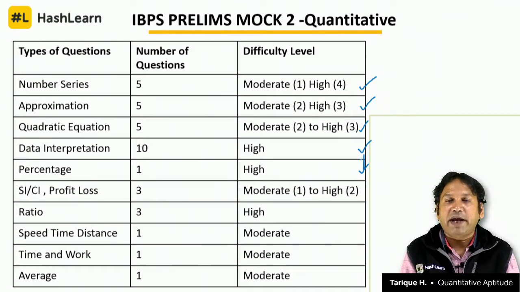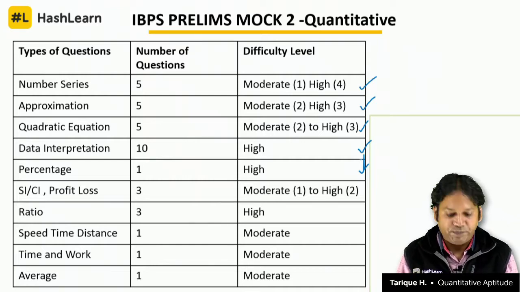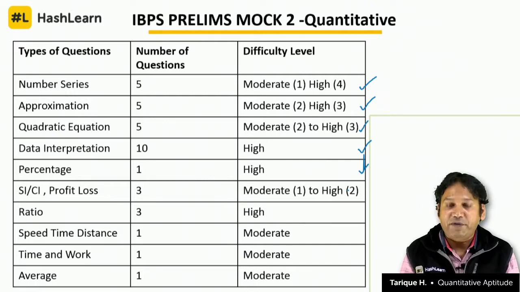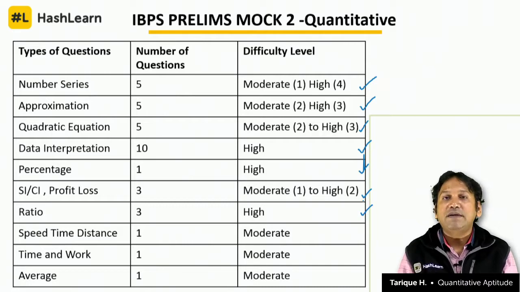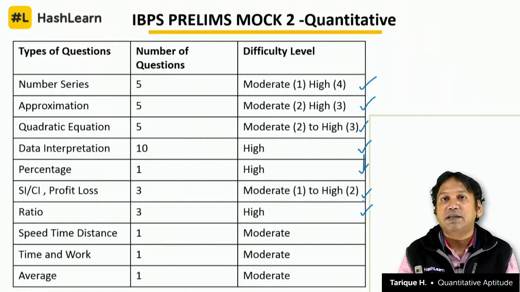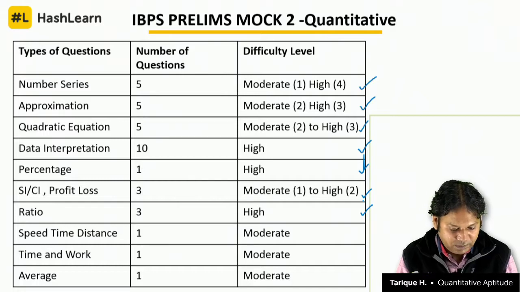Now in every paper we are trying to give different questions to you, so a different set of 10 questions, not repeating the same pattern, so that you can get used to solving all types of questions in an exam scenario. So here we have given to you 3 questions on ratios of high difficulty level. So SICI, that is simple interest and compound interest, and profit and loss 3 questions, and ratio 3 questions. Usually we see more questions on ratios, that is why we are also giving you a greater number of questions from ratios in the 10 questions that come in the examination from arithmetic.